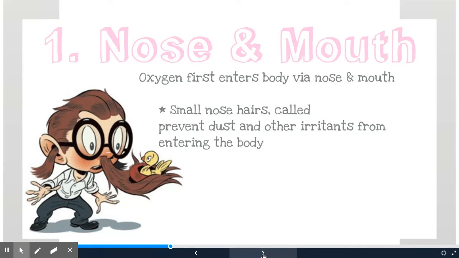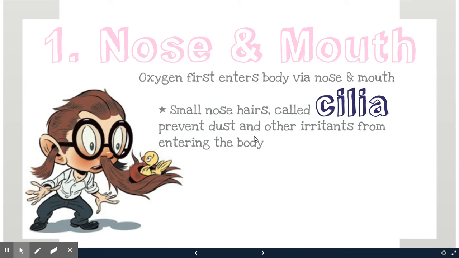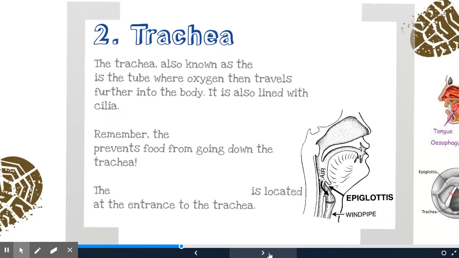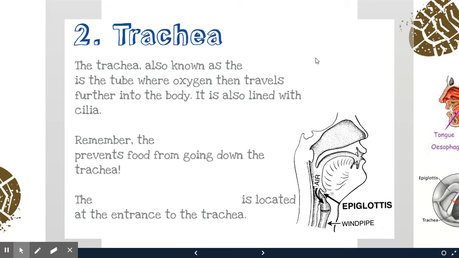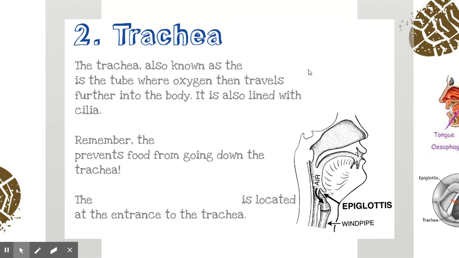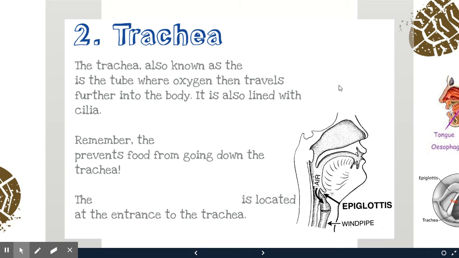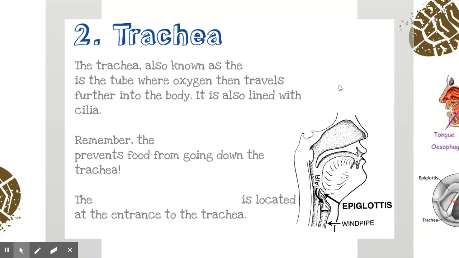Oxygen first enters the body via nose and mouth. So small nose hairs called cilia prevent dust and other irritants from entering the body. So our nose hair is actually good. It protects all kinds of other stuff getting into our body. And then it goes into the trachea. So the trachea is also known as the tube where oxygen then travels further into the body. It is also lined with cilia to protect us even more.